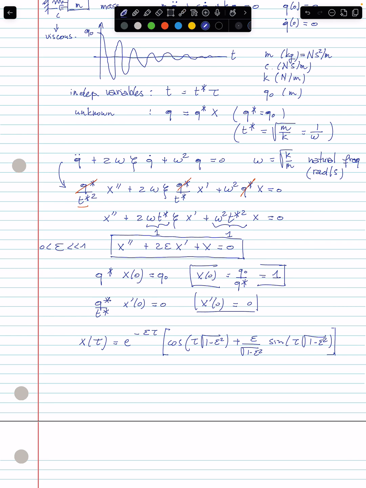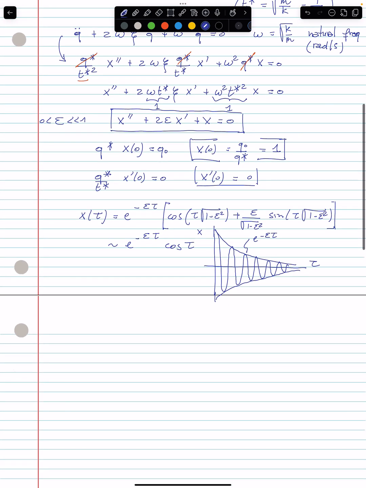And so I would expect that the solution is approximately something that looks like a cosine. And indeed, we do expect that the solution is a cosine which is modulated by a slowly decreasing exponential. So this would be exponential of minus epsilon tau, starting from 1, and this multiplies a cosine, which is also something that starts from 1, and this is indeed what we expect. This is x as a function of tau.